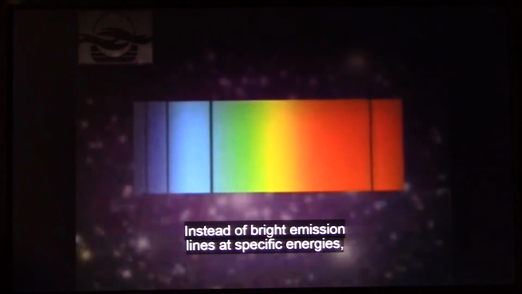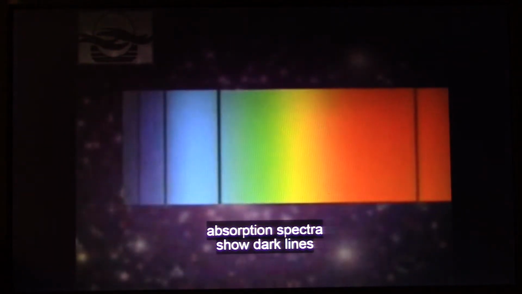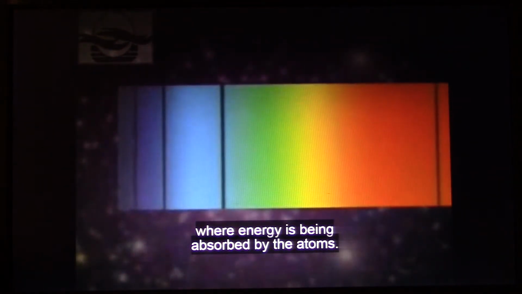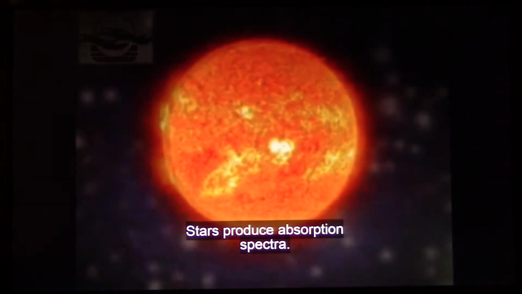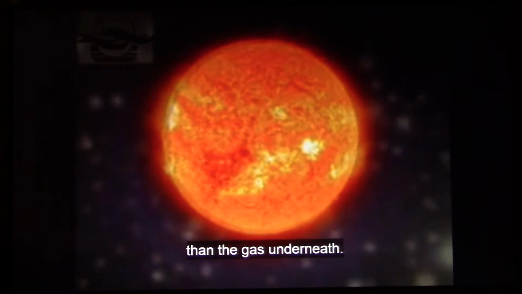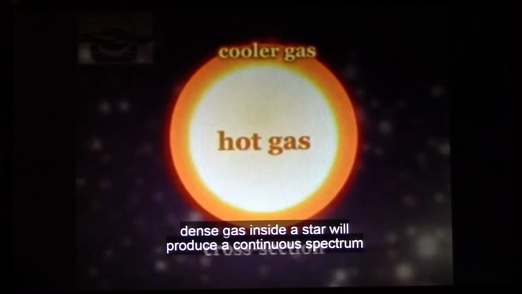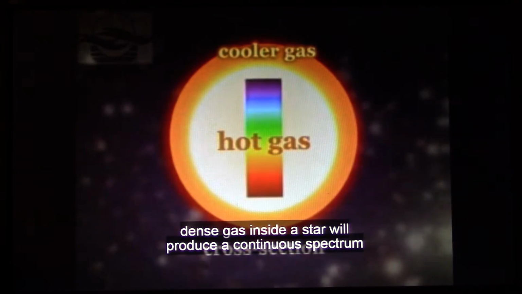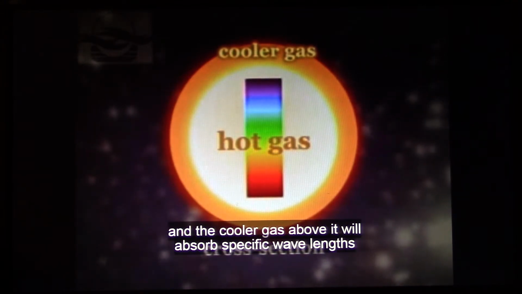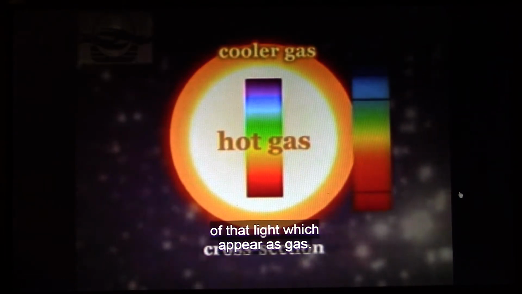Instead of bright emission lines at specific energies, absorption spectra show dark lines where energy is being absorbed by the atoms. Stars produce absorption spectra. The surface of a star is cooler and thinner than the gas underneath. The light from the hot, dense gas inside a star will produce a continuous spectrum, and the cooler gas above it will absorb specific wavelengths of that light, which appear as gaps.